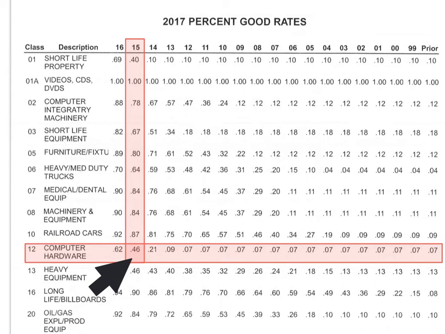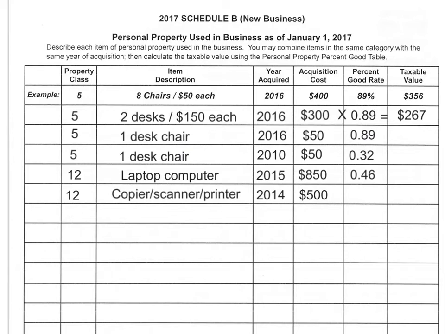As you can see from our percent good chart, computers are in class 12, and if we match that up with where the year 2015 intersects, it shows us that that computer is now 0.46, or 46% good. We've moved the 0.46 over to our Schedule B.